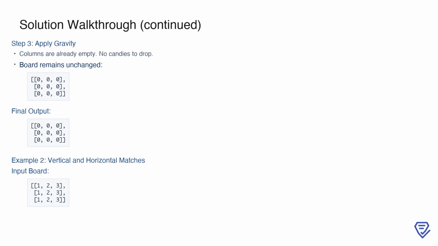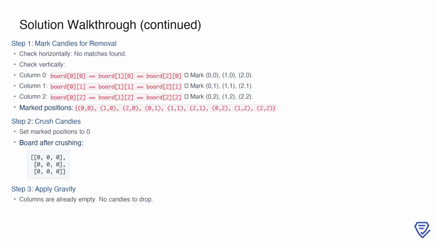Now, we move on to a more complex scenario where both vertical and horizontal matches are present. In this new input board, there are no horizontal matches, but we can observe vertical matches across all 3 columns. To begin, we identify candies for removal. As we scan each row horizontally, we find no matches. However, when we check vertically, we see that column 0 has identical values at positions (0,0), (1,0), and (2,0), so we mark these positions. Similarly, column 1 has a vertical match at (0,1), (1,1), and (2,1), and column 2 matches at (0,2), (1,2), and (2,2).